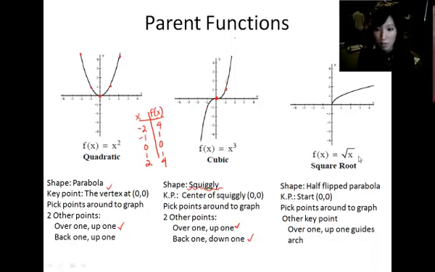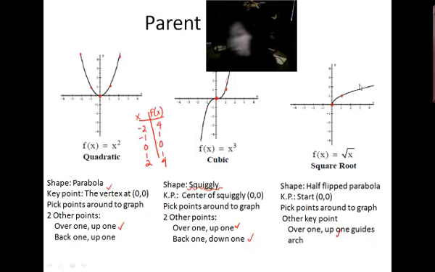Okay. And we also have the square root, with key points about that. This one starts at the origin as well. We're starting to see the origin is a very important piece. So the origin is our start. Again, over 1, up 1. And then if you know that it's an arch, you can guide that arch through those key points that you have. Note that this is only taking up part of our coordinate plane.